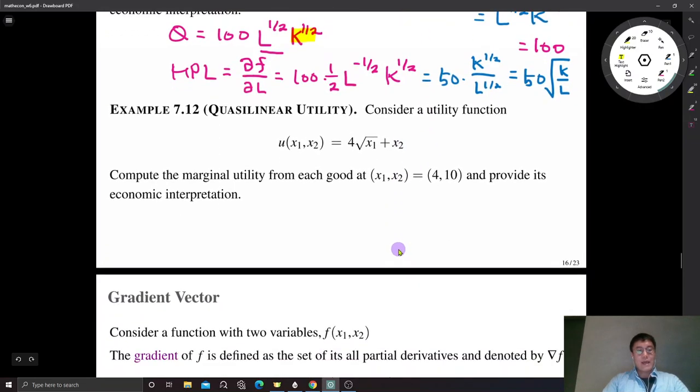Okay, and then for the utility function, this type of utility function is called a quasi-linear utility function, because we have 2 variables, x1 and x2. With respect to x2, that is linear. But with respect to x1, that is non-linear. So this type of function, we call quasi-linear utility. Okay?